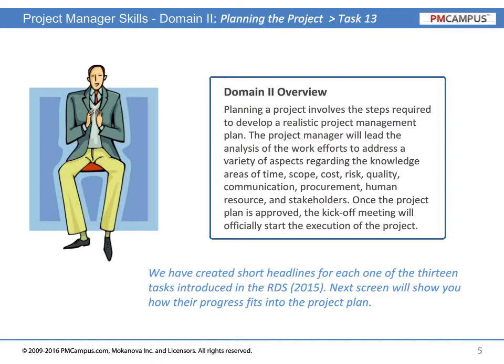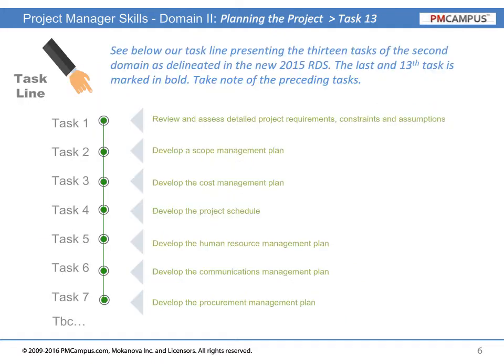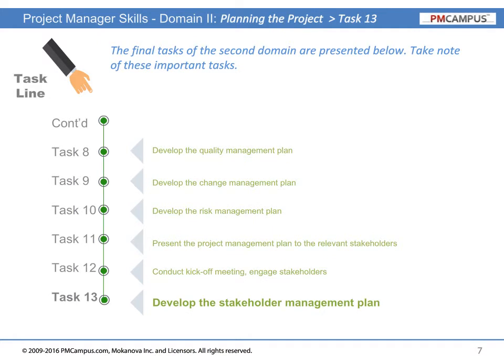We have created short headlines for each one of the 13 tasks introduced in the RDS 2015. Next screen will show you how their progress fits into the project plan. See below our task line presenting the 13 tasks of the second domain as delineated in the new 2015 RDS. The last and 13th task is marked in bold. Take note of the preceding tasks. The final tasks of the second domain are presented below. Take note of these important tasks.